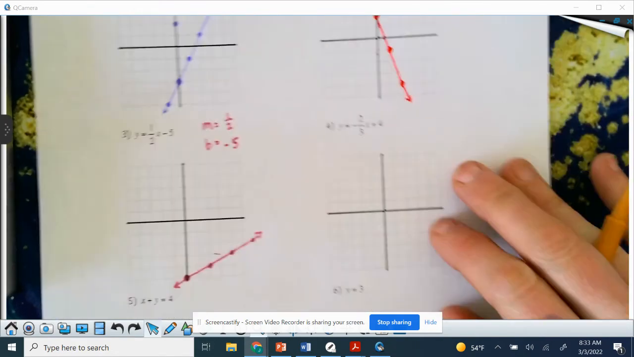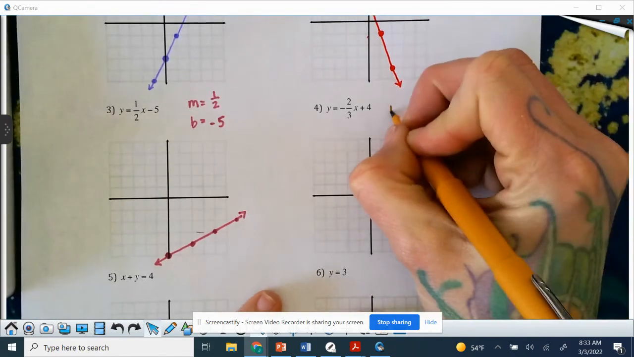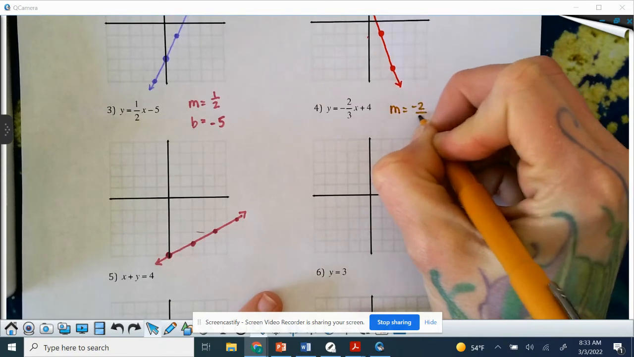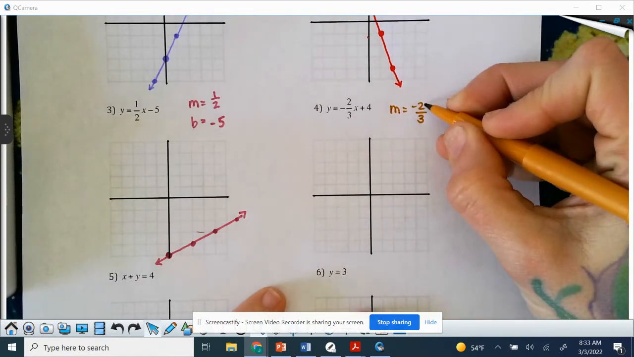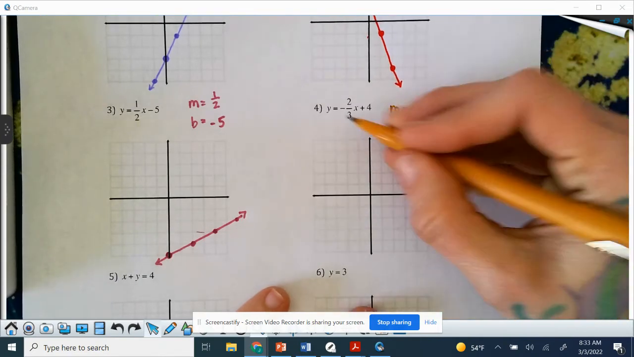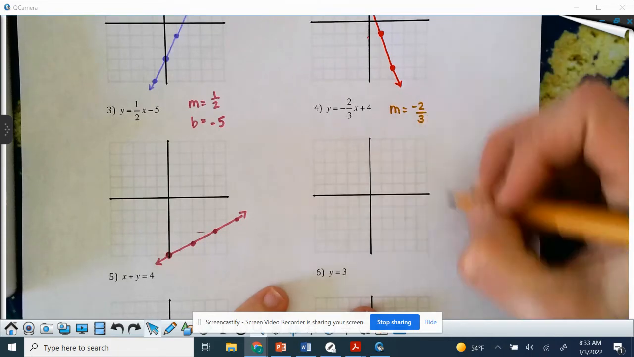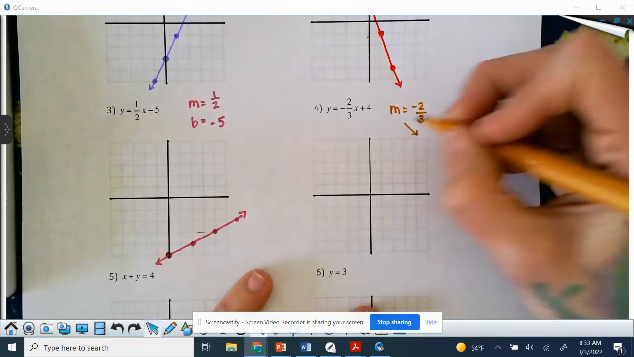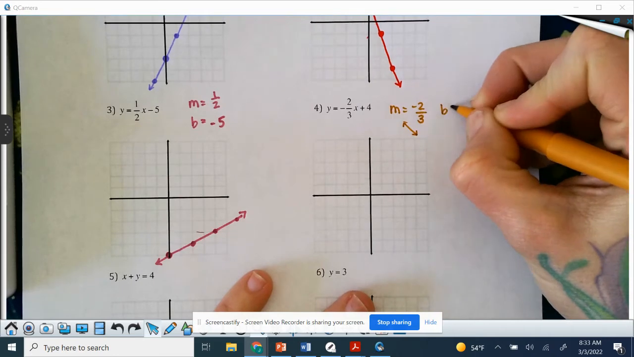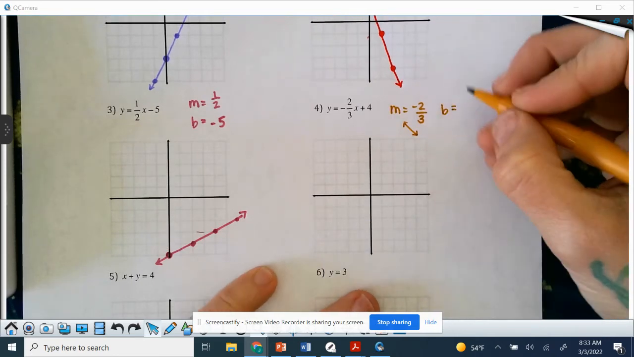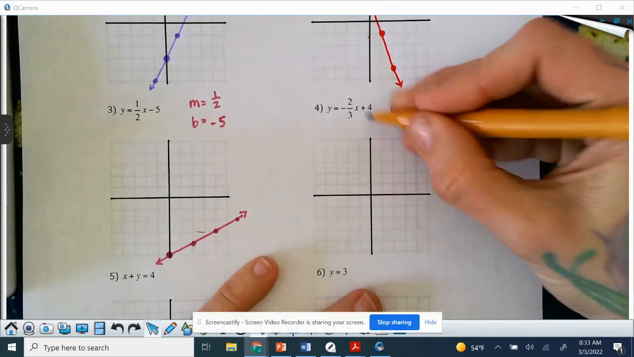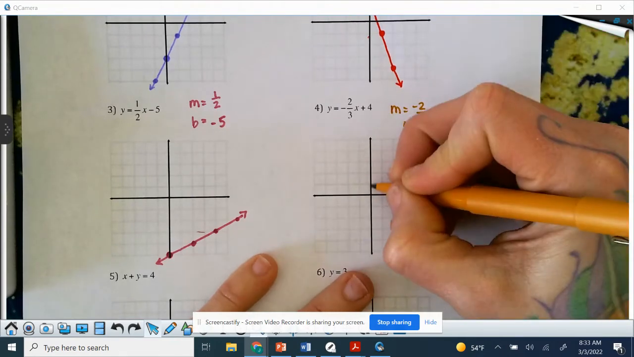So number 4, we're going to identify our slope. -2 over 3. Rise of a -2, run of 3. And if you put the negative on the 3, that's fine. Just know that this line is going to end going that way. And then our b, or our y-intercept, starting point and constant in the equation would be 4.